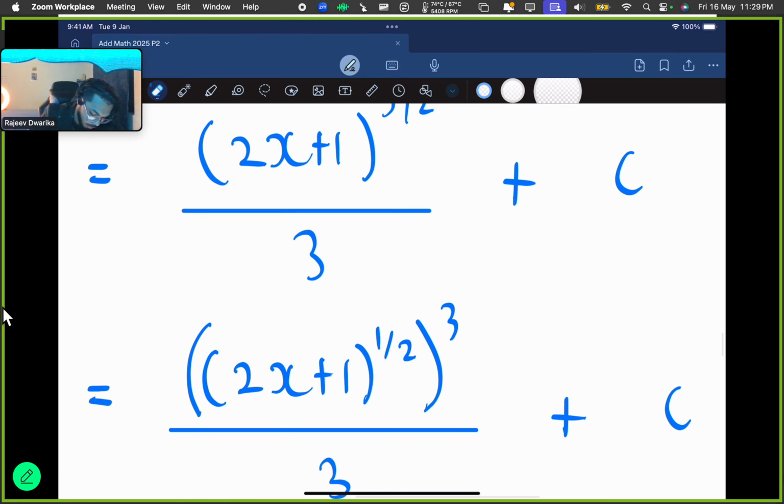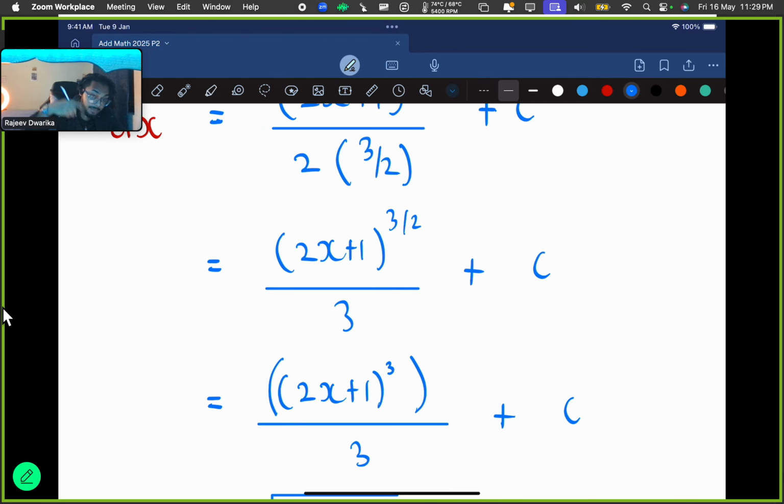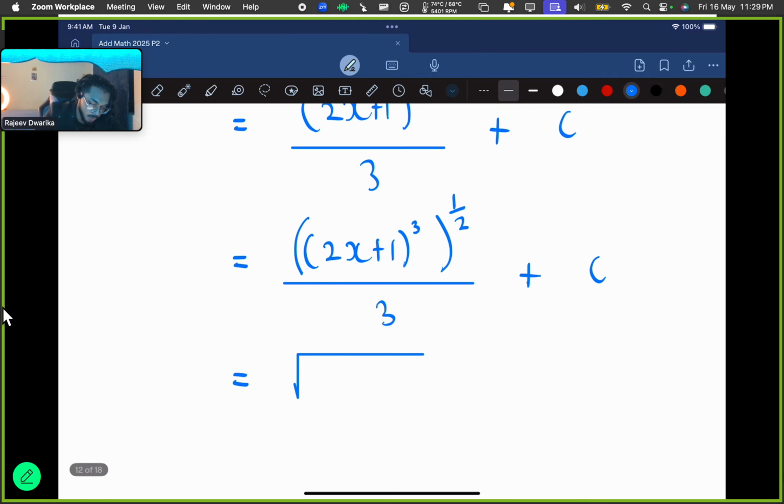Plus C. Should I do it like this? I should say this instead, for most people to see it better. I should say 2x plus 1 to the power 3 to the power a half. I think you can see it better now. So this whole thing would have been square rooted.